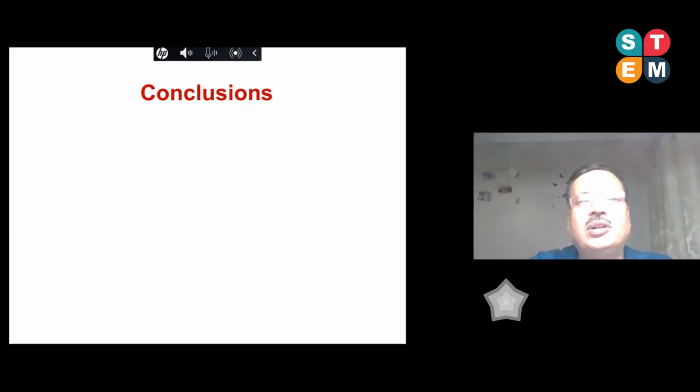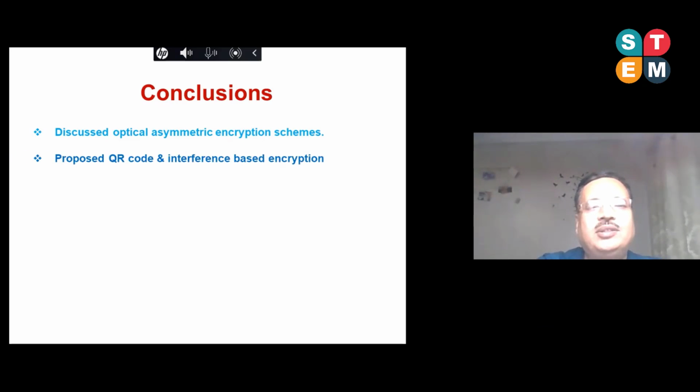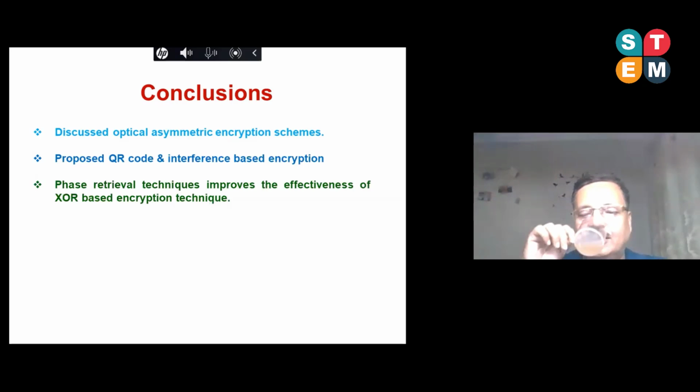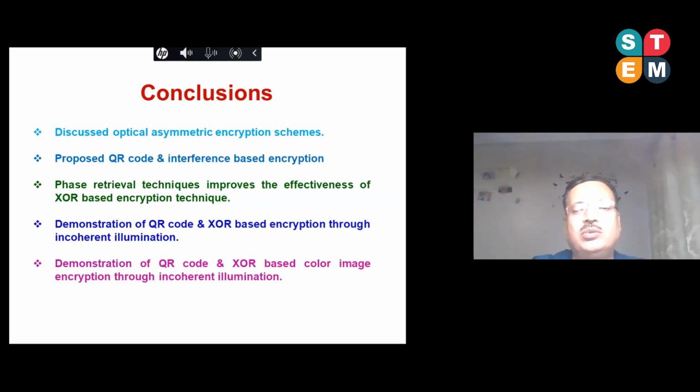So I hope I have not taken much time to conclude. I have discussed optical asymmetric encryption schemes based on the quick response code and interference, and further applying phase retrieval techniques. Phase retrieval techniques basically improve the effectiveness of the exclusive OR based encryption technique, and we demonstrated it with partially coherent illumination and QR code and XOR operation again for color image encryption.